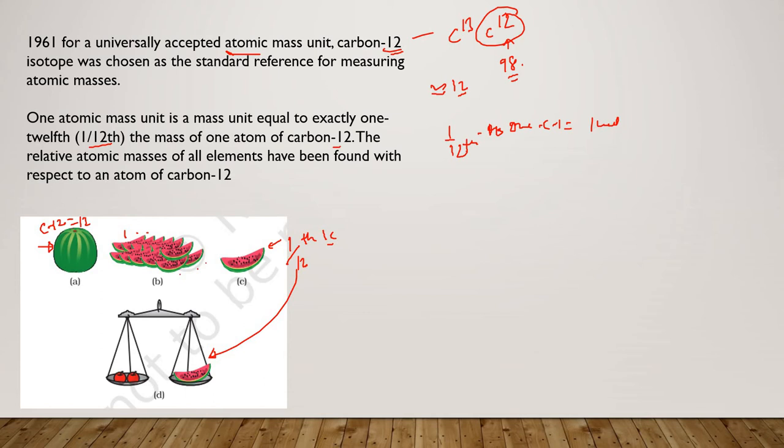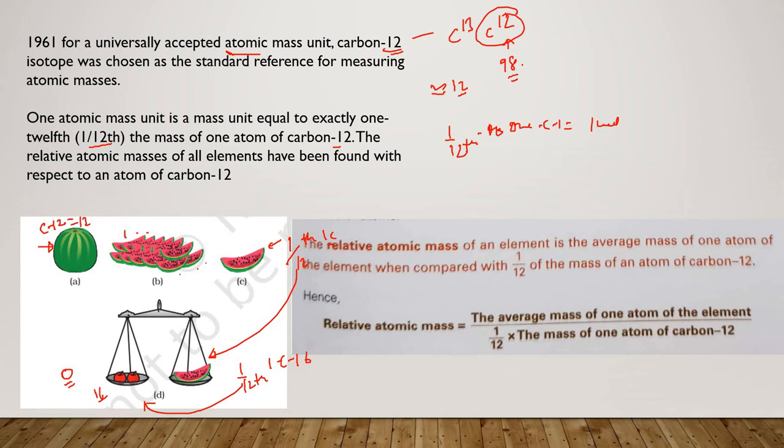Now what I mean by that: suppose I am putting here the 1/12 of one carbon atom, and here I am putting oxygen. It will come to around 16 times heavier than this. So what I mean by relative atomic mass is that the relative atomic mass of an element is the average mass of one atom of the element when compared with 1/12 of the mass of one carbon 12 atom. So this is the formula. What is the relative atomic mass?